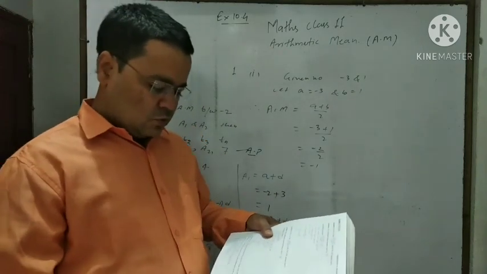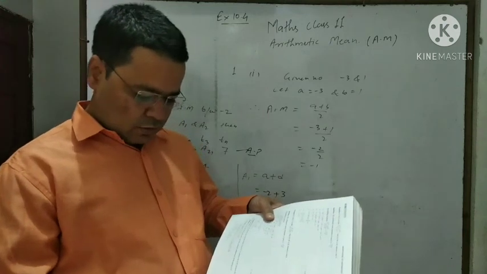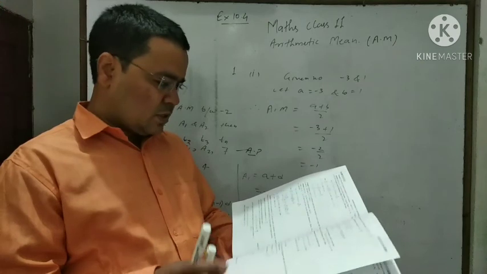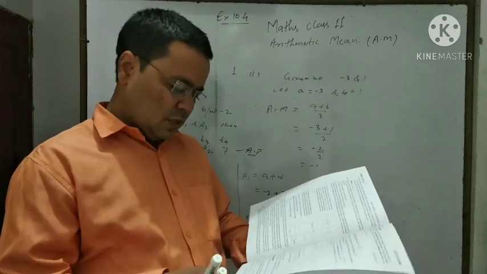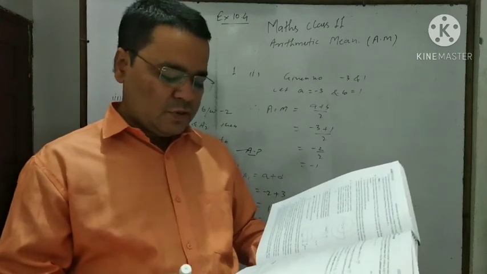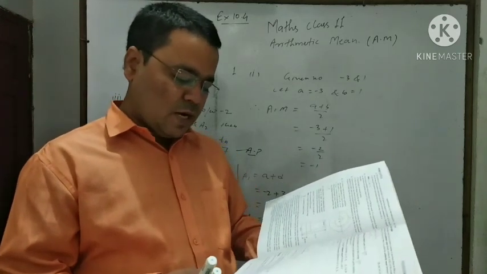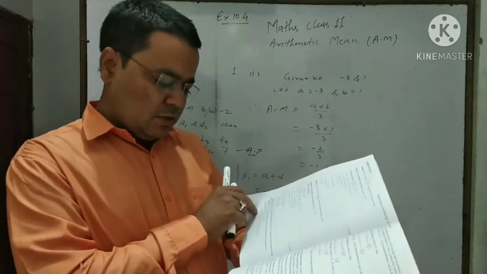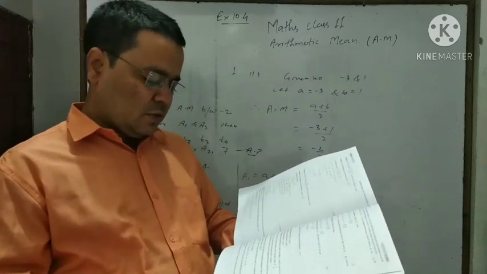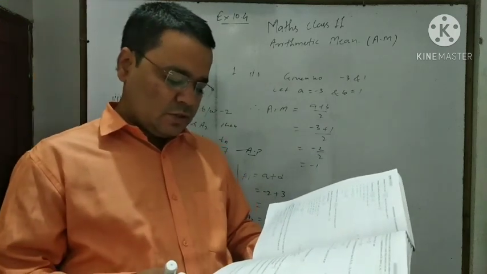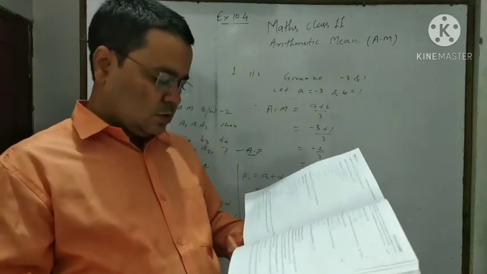You should solve this question. Here question number 7 is based on example first. Example first: insert 6 arithmetic means between 2 and 16 and also prove that their sum is 6 times the arithmetic mean between 2 and 16. Similarly, here question number 7: arithmetic means are inserted between 7 and 71 in such a way. A different question.